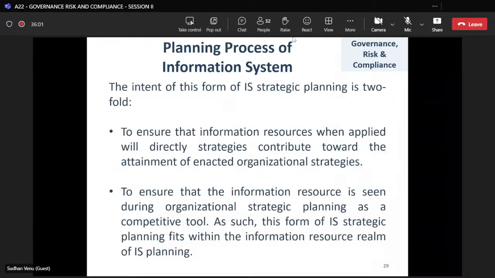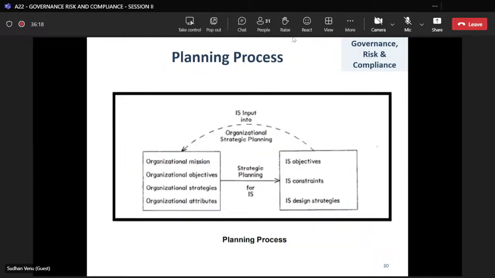The main intent of IS strategy planning is twofold. One is to ensure that information resources, when applied with the directed strategies, contribute towards the attainment of the enacted organization strategy. I will show the diagram so you can understand it. The second is to ensure that information resources are seen during the organizational strategy planning as a competitive tool, so that IS strategy planning fits with the information resources realm of IM planning.